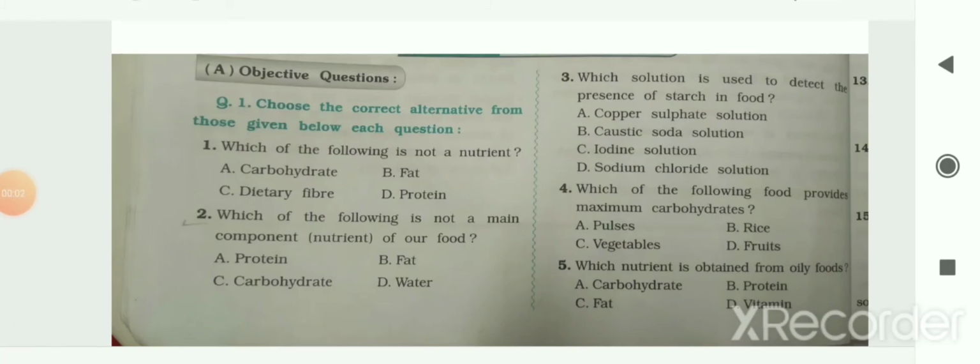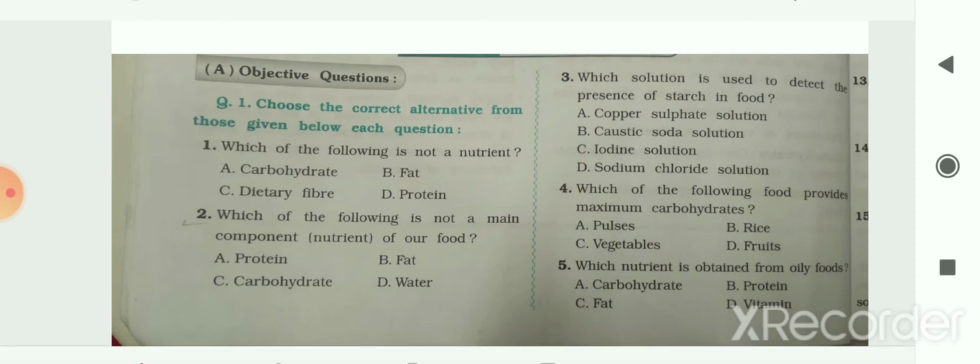Hello students, in the previous video we had seen chapter 2 of class 6 science NCERT, that is components of food, and its NCERT book solution. Now in this video we will see some extra exercise for this chapter. So let's start with this exercise.